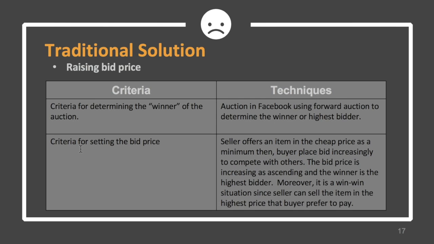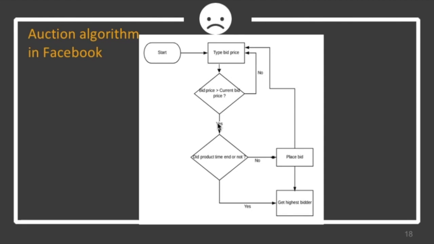Moreover, it is a win-win situation since the seller can sell the item at the highest price that the buyer prefers to pay. For the auction algorithm in Facebook, it starts with typing the bid price, and then the condition checks whether the bid price is more than the current bid price or not.